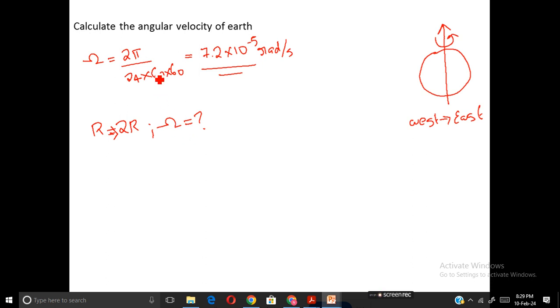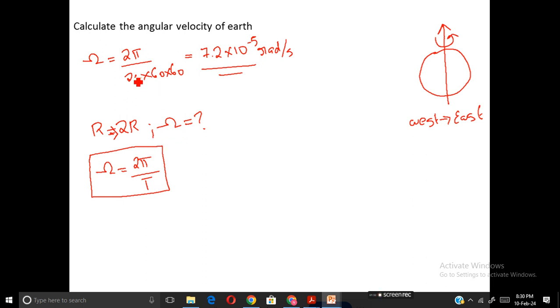It will be unchanged. Yeah, exactly. Because the angular velocity is independent of the radius of the planet, right? In the equation, it only depends upon the time period it takes to complete one rotation. It only depends on the time. There is no r component here. So basically, if we change the radius of the planet or radius of Earth, this is not going to change.